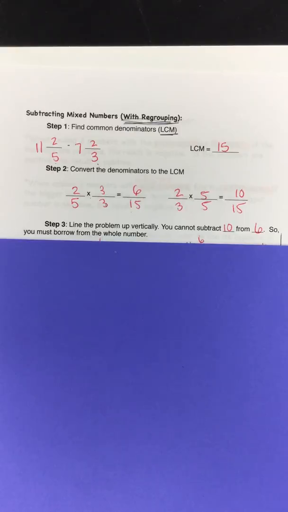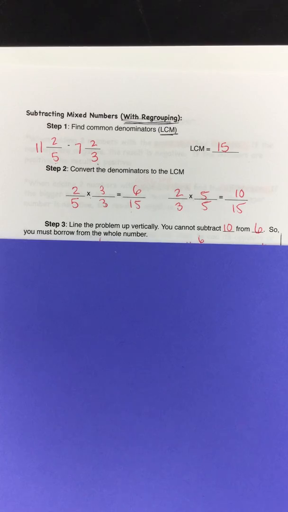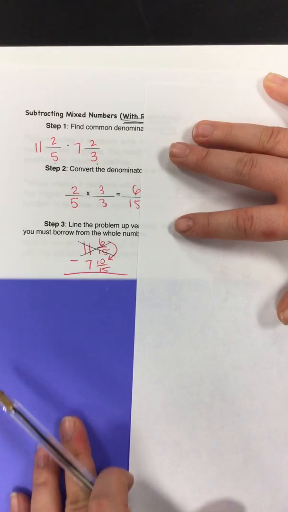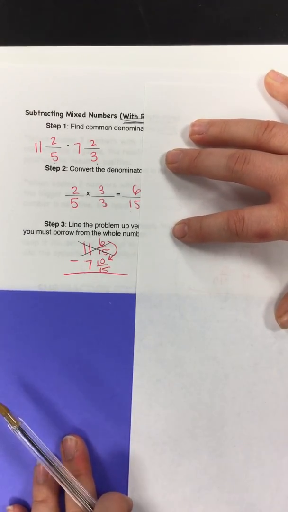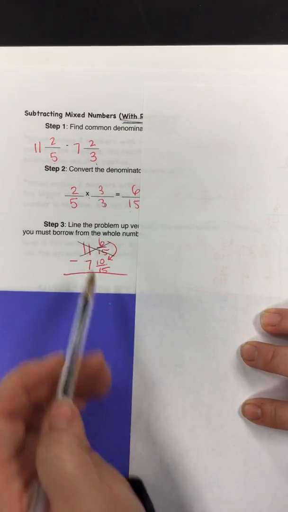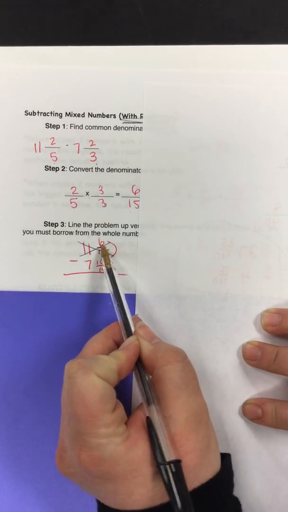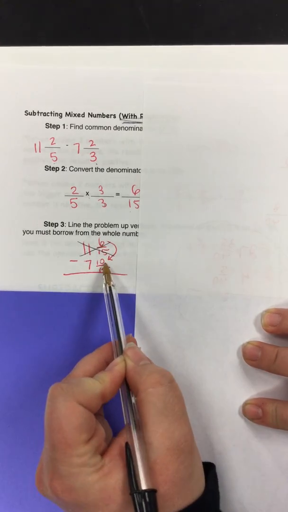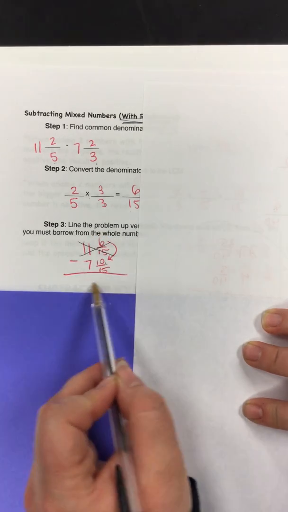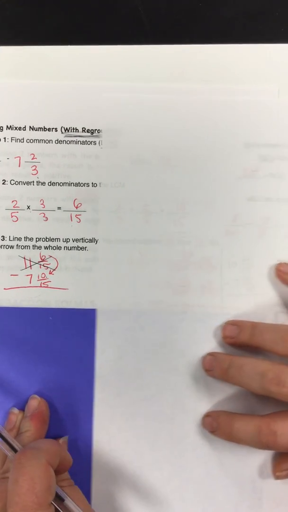Step 3 is going to be to line the problem up vertically. You're going to see in a moment that you cannot subtract 10 from 6, so you must borrow a whole number. So let's take a look at that. If I line my fractions up vertically, I end up with 11 and 6/15, and I'm subtracting 7 and 10/15. Well, if I've got 6 pieces, I can't subtract 10 pieces from 6 pieces. So I know that I have to regroup these fractions so that I can make that subtraction work.